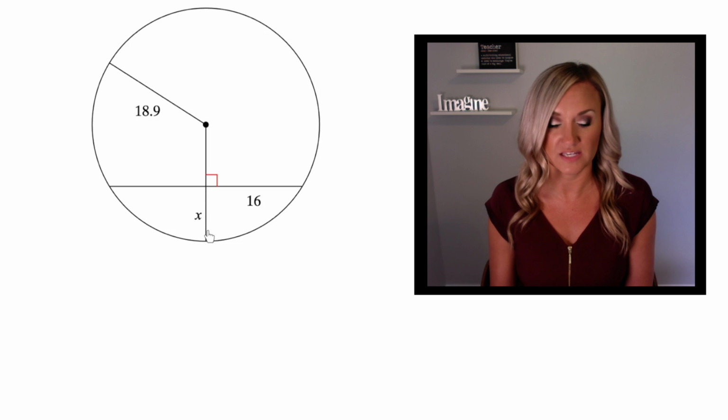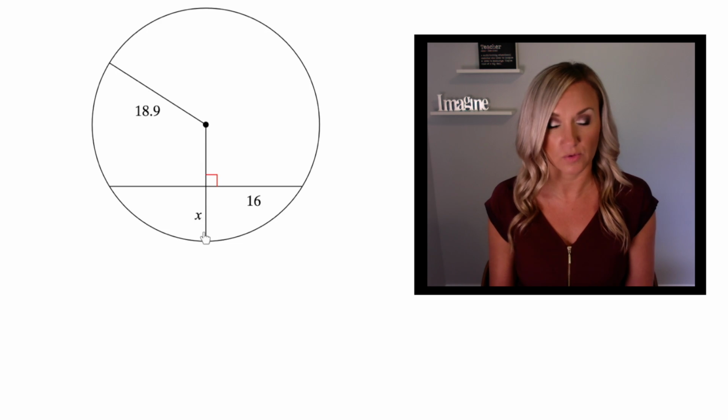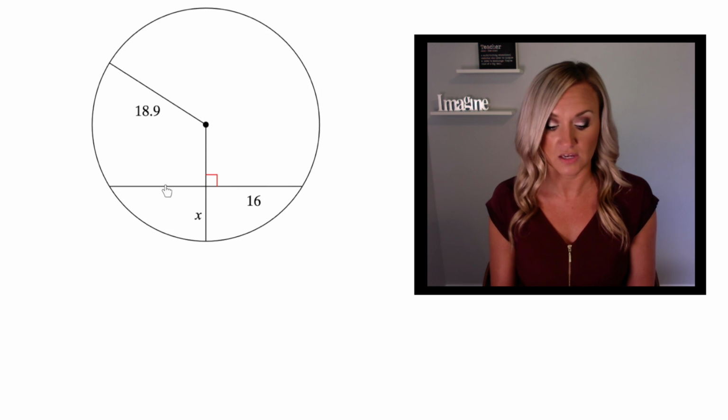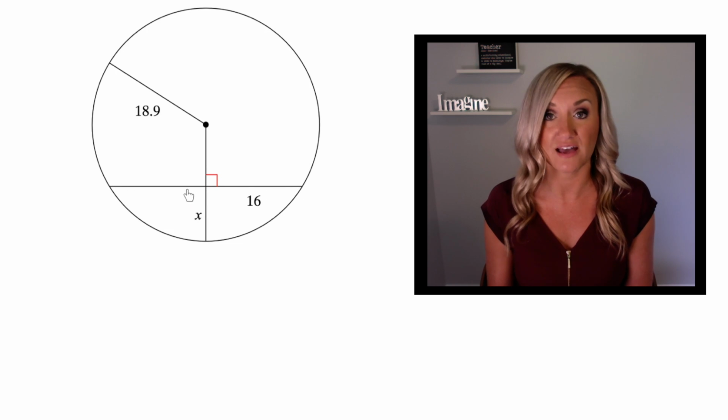Now let's take a look and see what we want to solve. We want to solve this little segment right here, which is a part of the radius. A cool thing is if you have a radius intersecting a chord perpendicular at 90 degrees, that means it cuts this chord in half. So the distance from this center to the circle is 16 on either side.